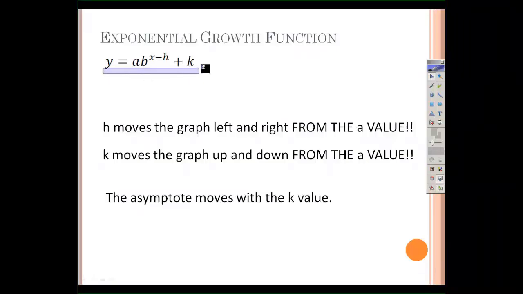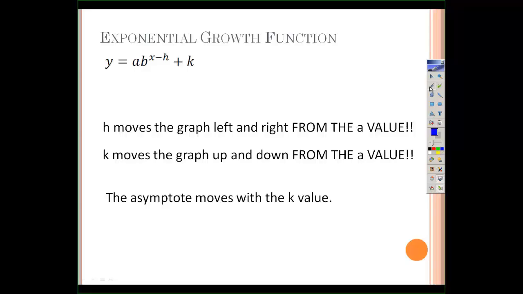Same idea with all the h's and k's. It always moves the graph left and right or up and down. So the h value moves the graph left and right, the k value moves the graph up and down. But it's going to be a little harder today because it's going to be hard to remember where to start. What you're going to do is start at the a value on the y-axis, and then move from there.